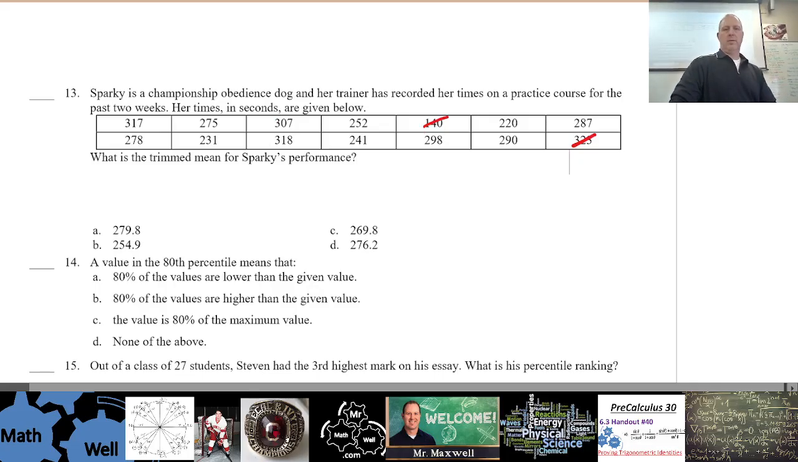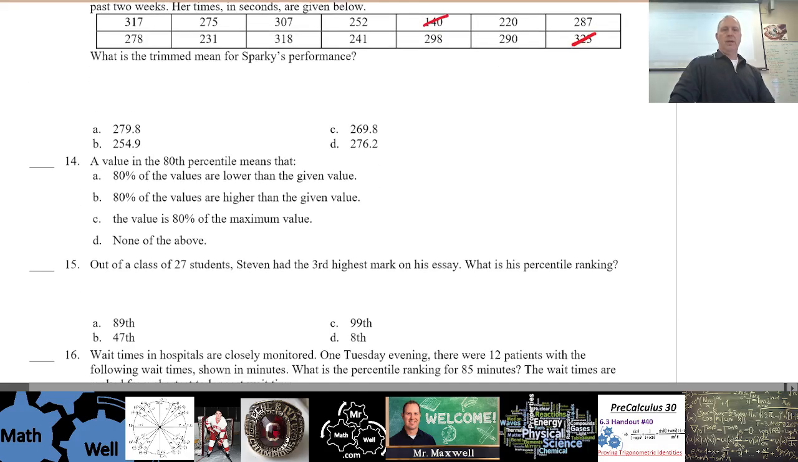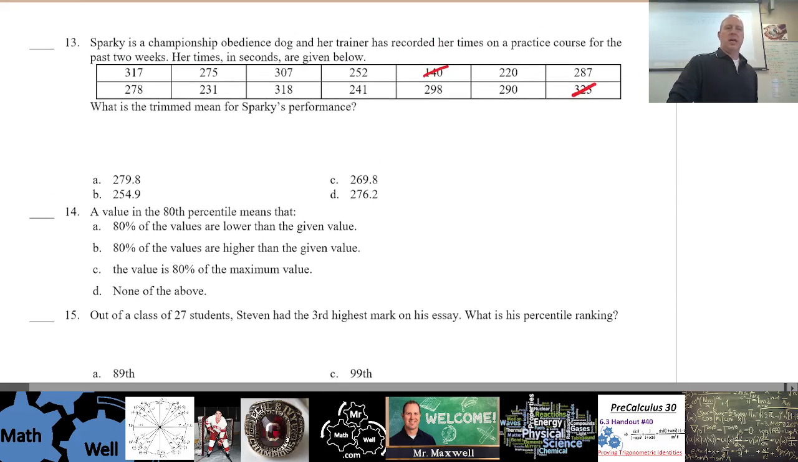Okay. All right, let's do number 14 together. This is a percentile one. Okay. So a value in the 80th percentile means that, so if you understand what percentile means, this is going to be a descriptor. So what does 80th percentile mean? 80% of the values are lower than the given value.